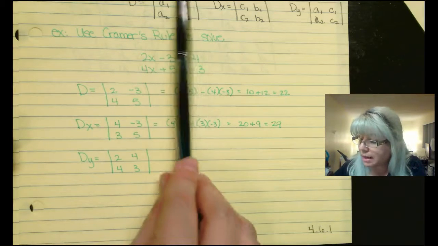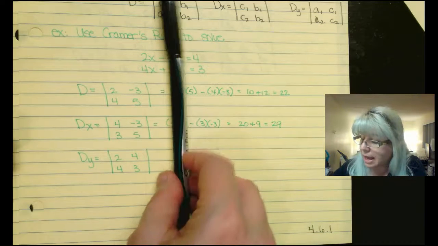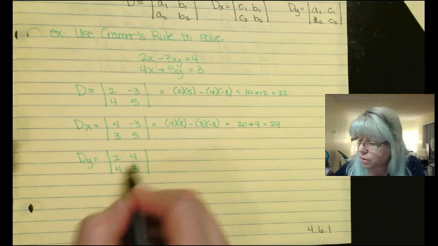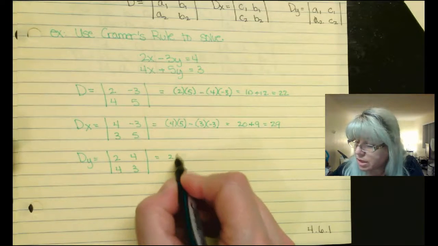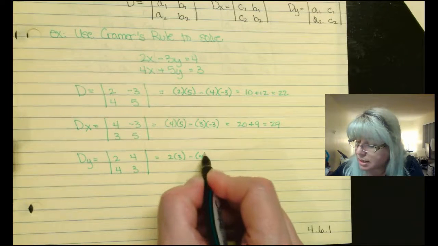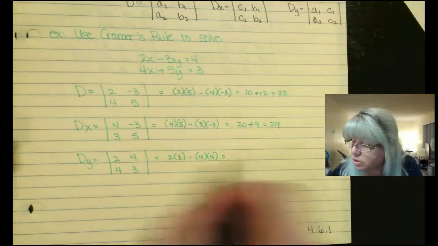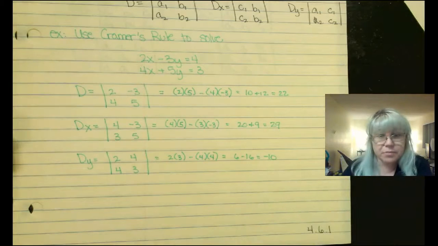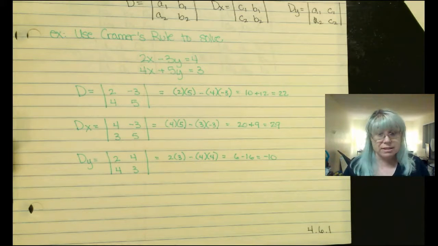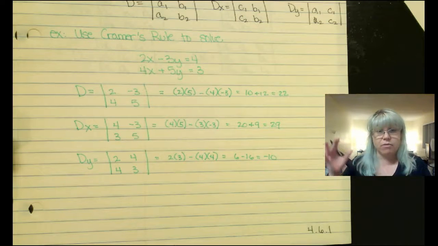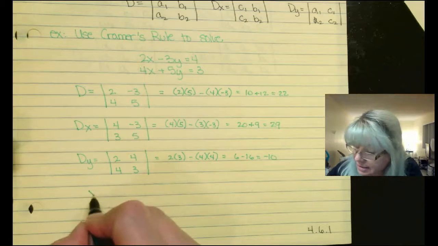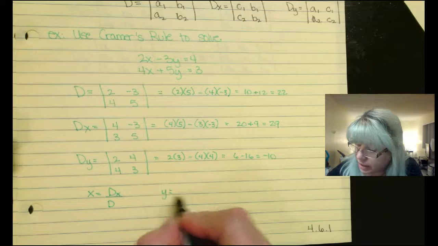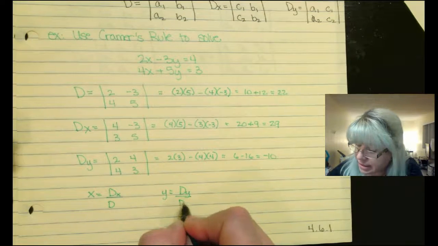dy: cover up the y's, and it's the coefficients of the x's and the constants. So 2, 4, 4, 3. 2 times 3 minus 4 times 4. 2 times 3 is 6, minus 4 times 4 is 16, therefore negative 10. Now that we've figured out all the determinants, we're going to solve for x and y. Remember, x equals dx over d, and y equals dy over d.